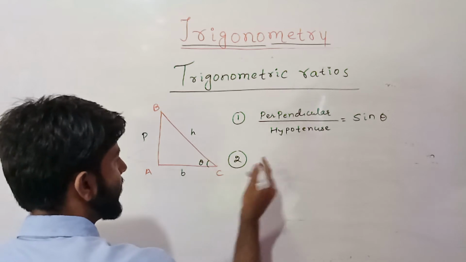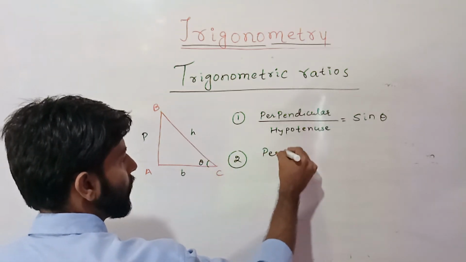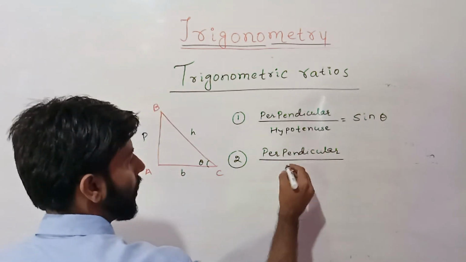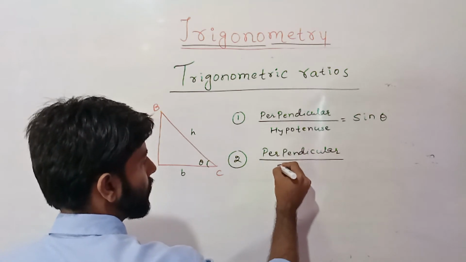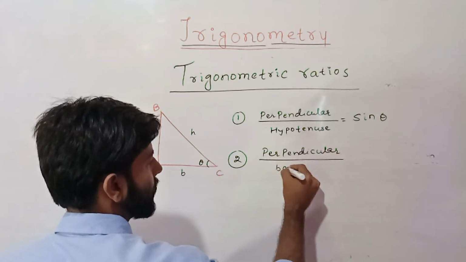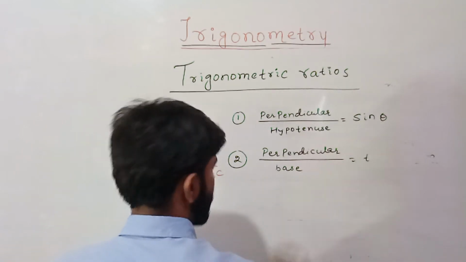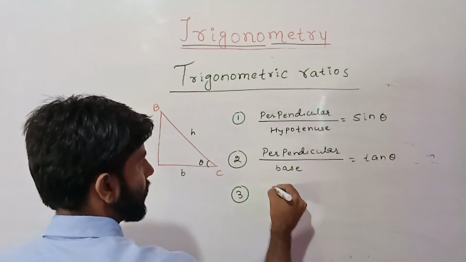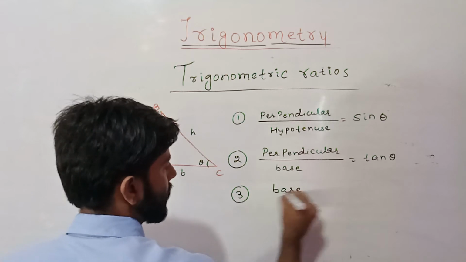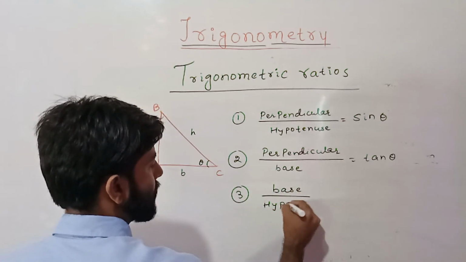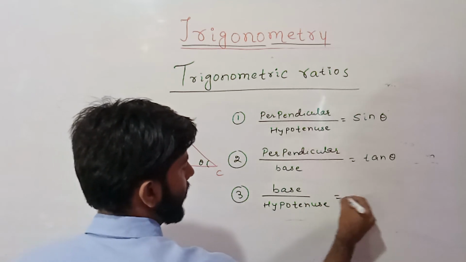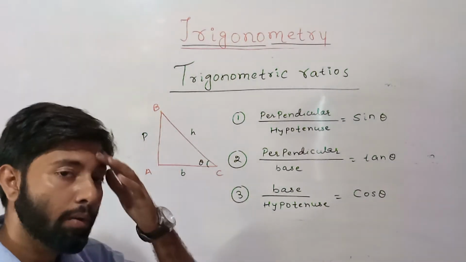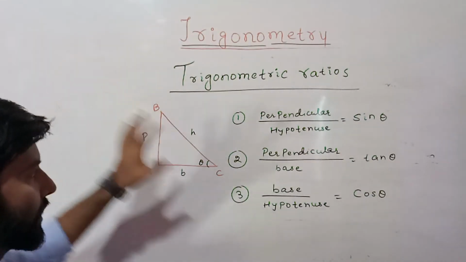Now come to the second ratio, that is perpendicular upon base, that will be tan theta, and the third, base by hypotenuse, that will be cos theta. So these three are the basic trigonometric ratios that you have to remember.